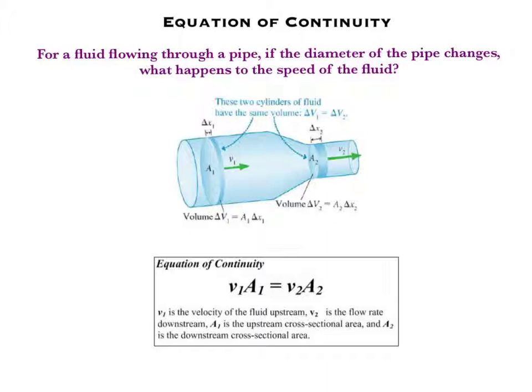Fluid is neither created nor destroyed within that tube. It can't be stored. So if a volume enters the tube during some time interval, then an equal volume of fluid has to leave the tube. We can model this with the equation of continuity, where the velocity of the fluid times the cross-sectional area at one point has to equal the velocity times the cross-sectional area at a second point.